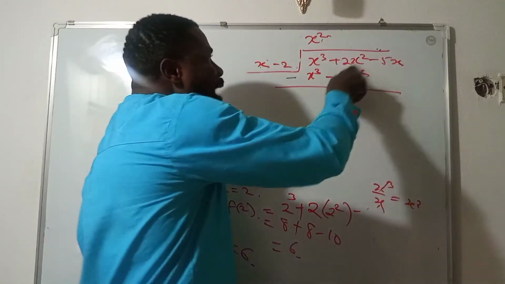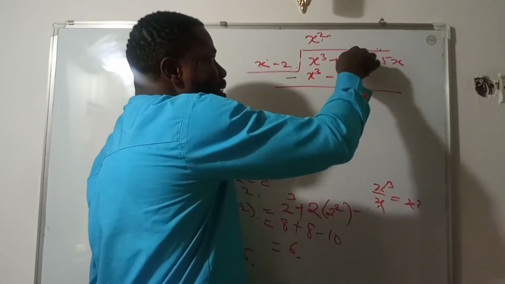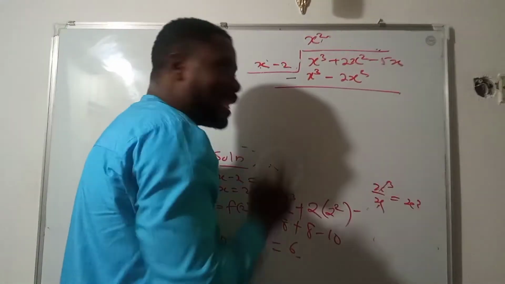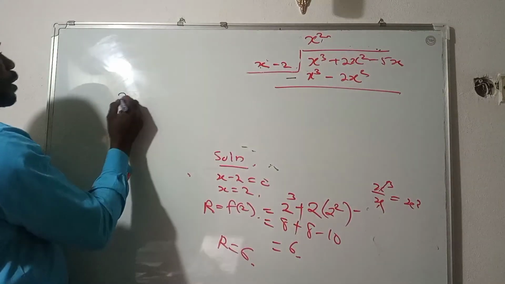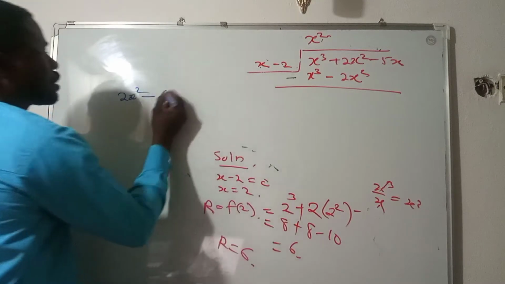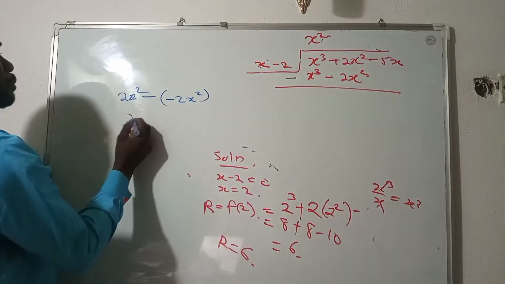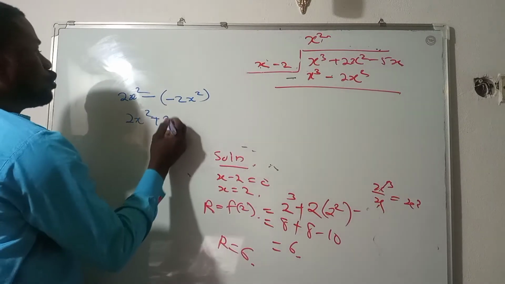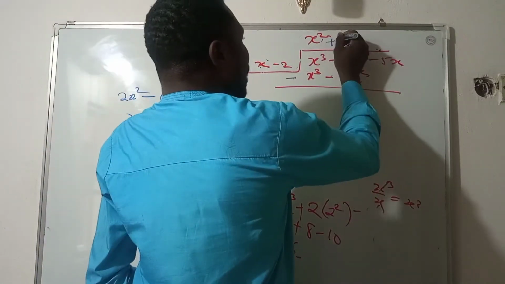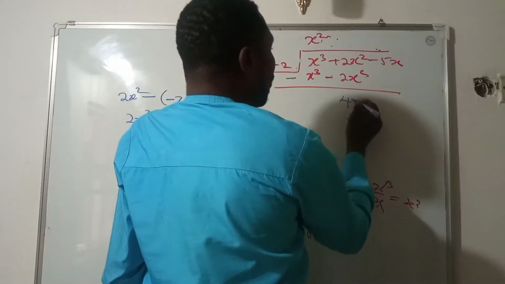I will now say 2x squared minus 2x squared. Remember that this is x squared, this is x squared. That means like terms. And because they are like terms, I will say 2x squared, which is this one, minus, which is this one, 2x squared. Of course, this will become 2x squared plus 2x squared. This will give us 4x squared. And so that 4x squared is written here.